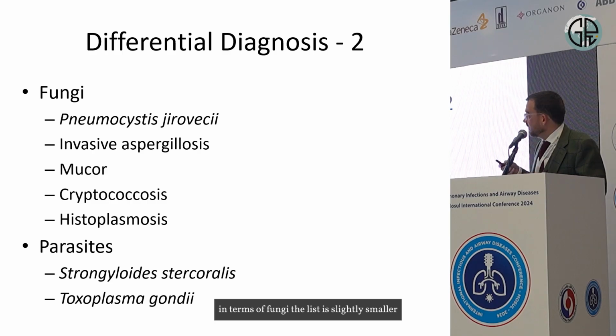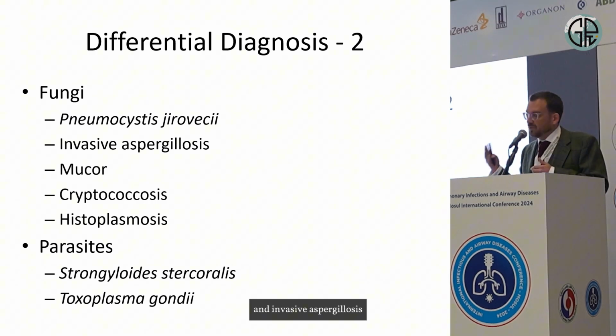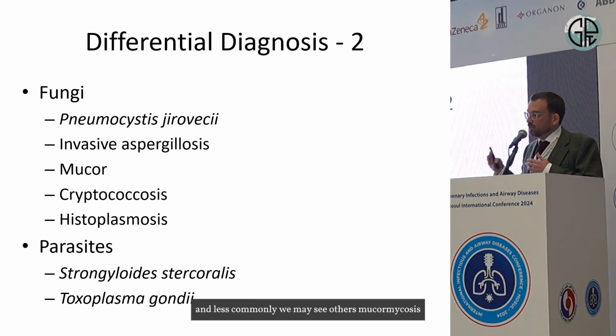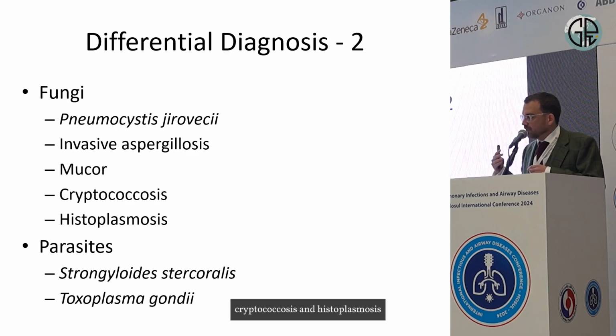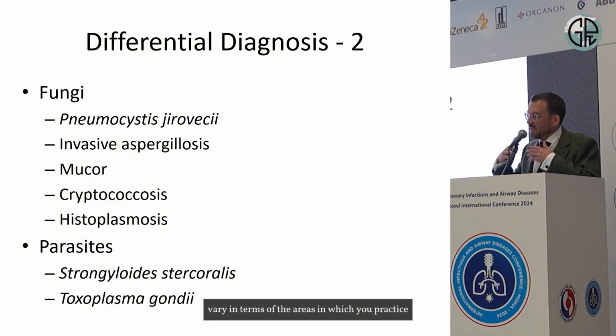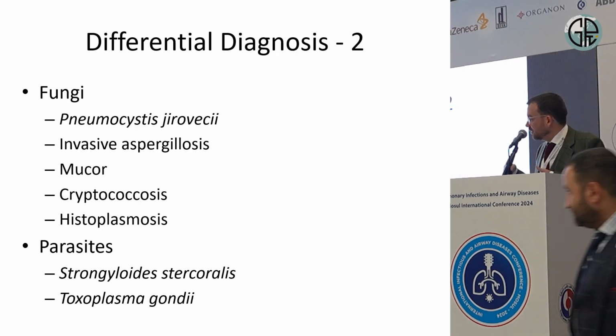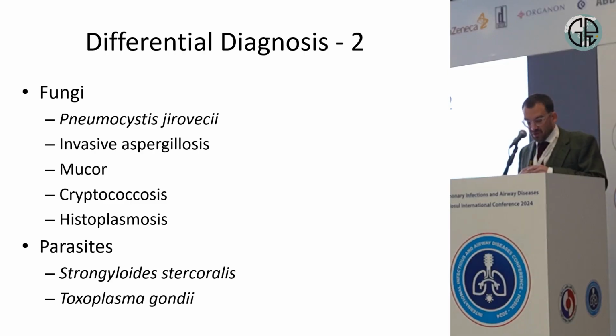In terms of fungi, the list is slightly smaller, and the most common ones that we see are Pneumocystis and invasive aspergillosis, and less commonly we may see others: mucormycosis, cryptococcosis, and histoplasmosis. Some of those may vary in terms of the areas in which you practice. And parasitic infection is rare, but is something that we see particularly in the context of things like corticosteroids, in the case of strongyloides.